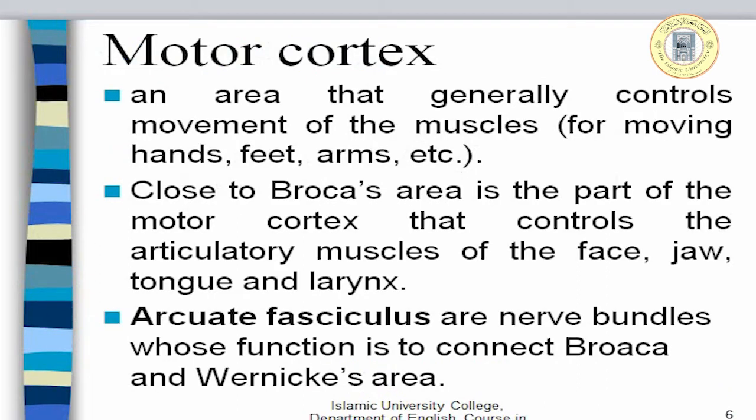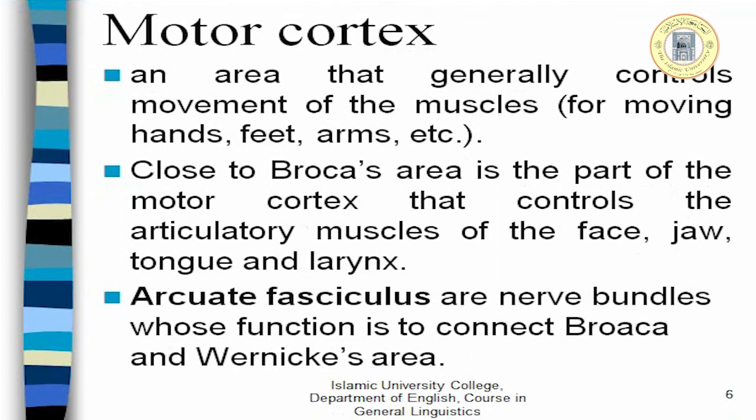Motor cortex, as we said, is an area that generally controls movement of the muscles for moving hands, feet, arms, etc. The part close to Broca's area controls the articulatory muscles of the face, jaws, tongue, and larynx. Arcuate fasciculus are nerve bundles whose function is to connect Broca's and Wernicke's areas.